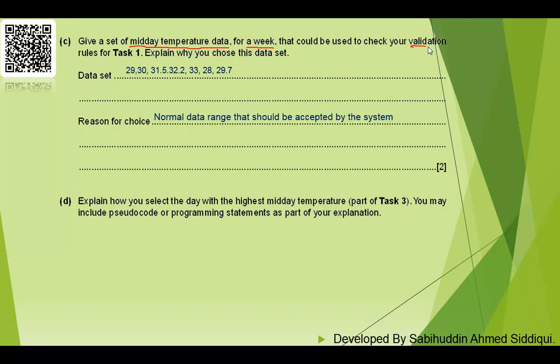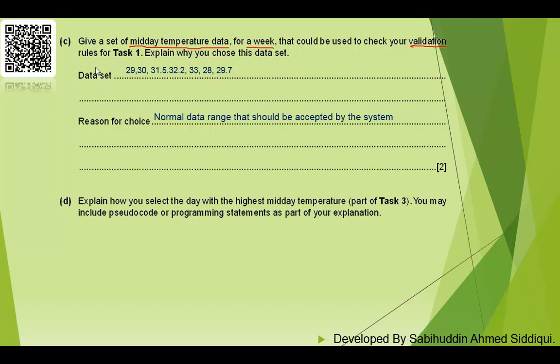Now the validation. Let's suppose you can see rows for task 1. Explain why you chose this data set. Let's suppose on day 1 you had 29 degrees centigrade. Then the next day you had 30 degrees centigrade, then 31.5, then 32.2, then 33, then 28, then 29.7. So which one is the least? Here, according to me, this 28 is the least one.